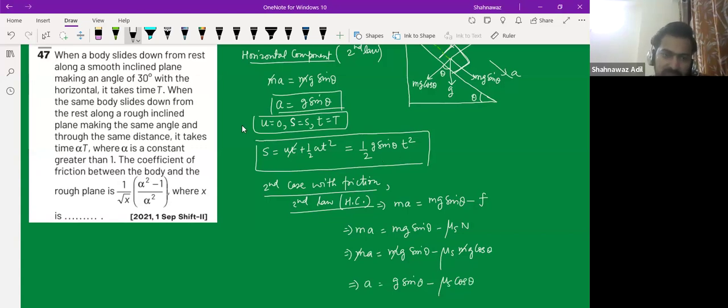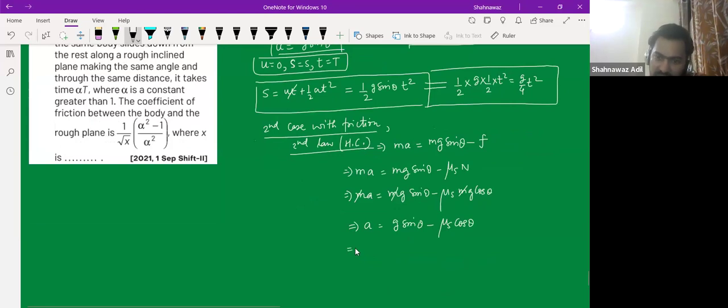And theta we know, because theta is 30 degree, so let us put the value of theta as well. g sin 30 is 1 by 2. And what is this thing? So this is a equals g by 2 minus mu s root 3 by 2 times g, right? So this is a.